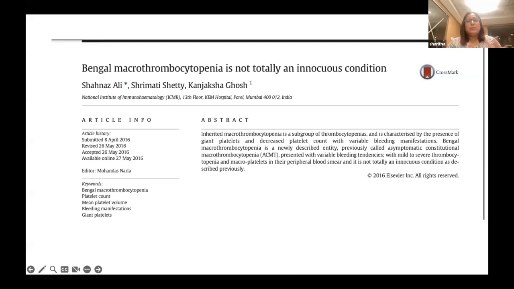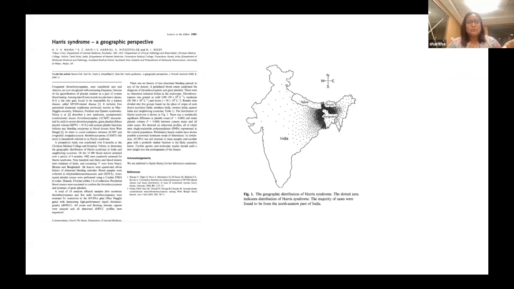Earlier it was considered a very mild disorder that does not cause any bleeding, but it is not very innocuous, and it can cause mild to severe bleeding. Macrothrombocytopenias, Harris syndrome, geographically it is located in the northeastern population, that is mostly the Bengal area, northeastern India, Nepal, Bhutan, and also Bangladesh. These are the areas where it is majorly noticed.